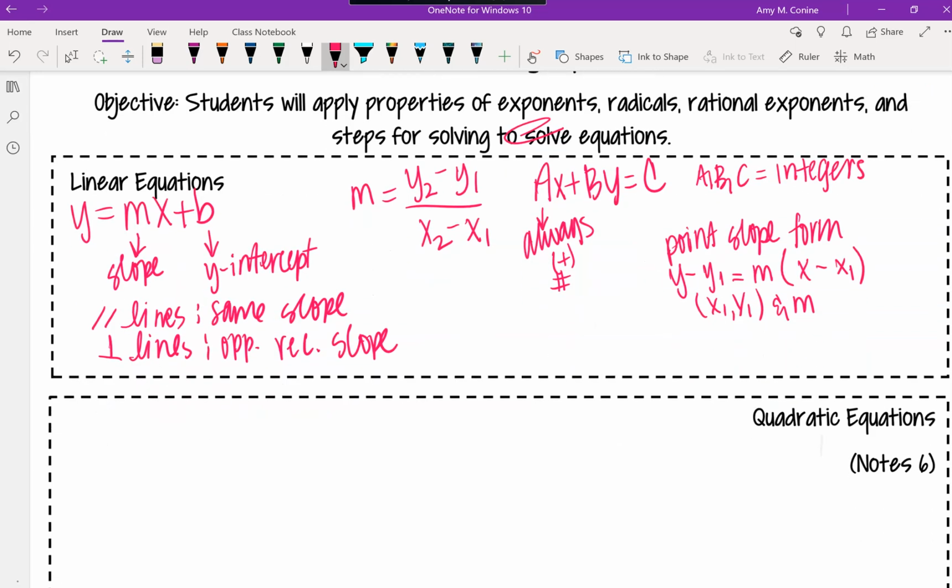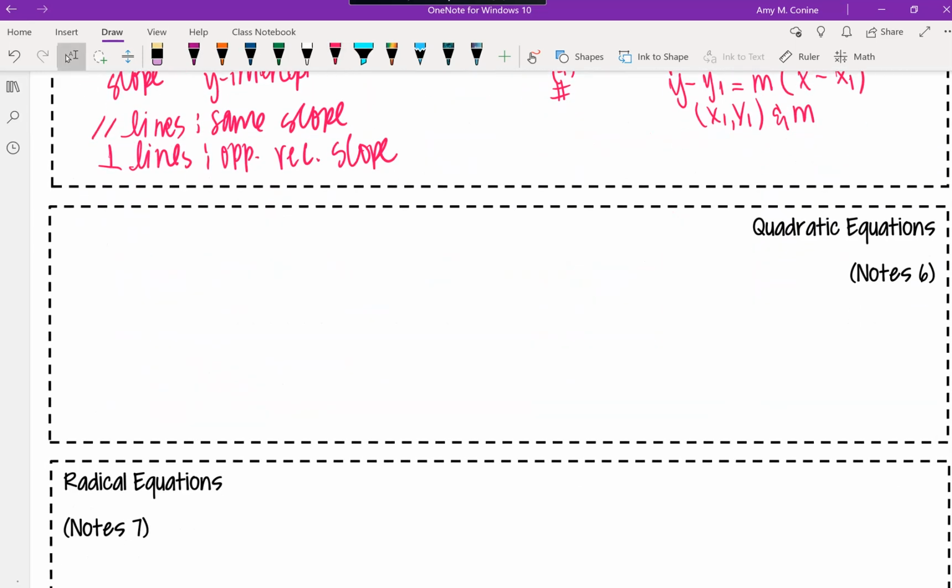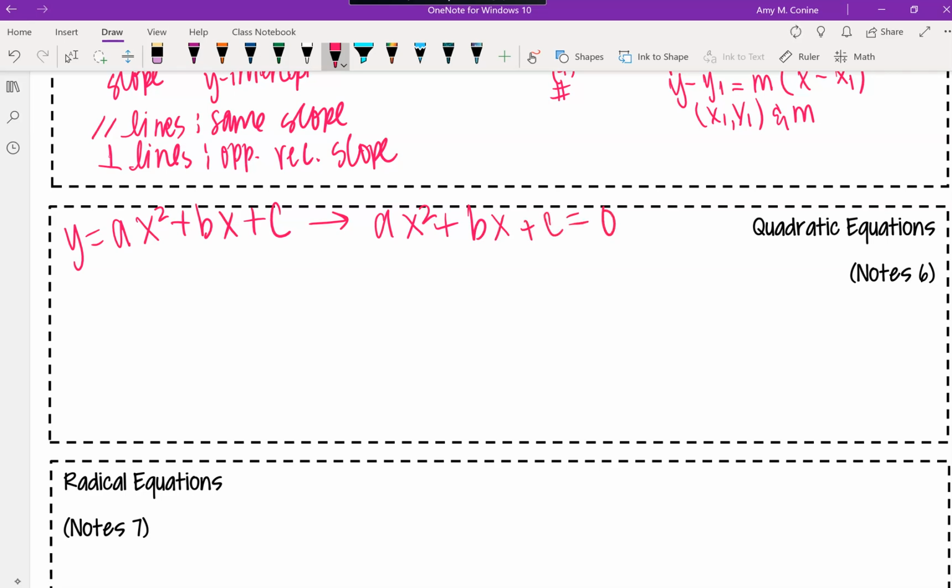So we're going to roll down here to quadratic. We will do these in note 6. So quadratics you see a lot in this form, y equals ax squared plus bx plus c. And then to solve them, you need to see where y is 0, so you can find your roots or solutions. So you would set it equal to 0 and then solve. You can do this with factoring methods, which we'll talk about.